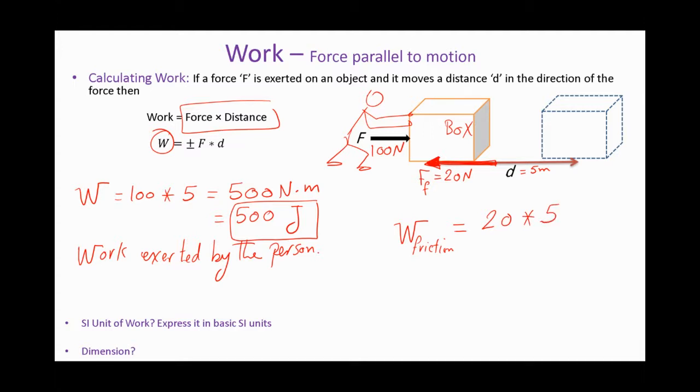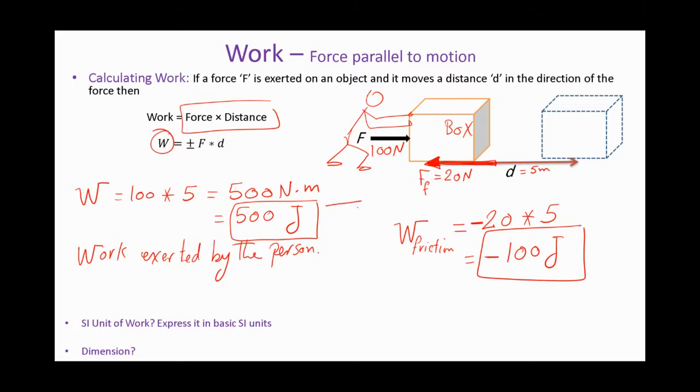But in this case, because it's lost work, we consider it negative. Okay? Why is it negative? Because friction is a kind of resistance. If the work is done by a resistance, like the friction, it is considered negative. So in this case, it's negative 100 joule. So this is the work loss by friction.